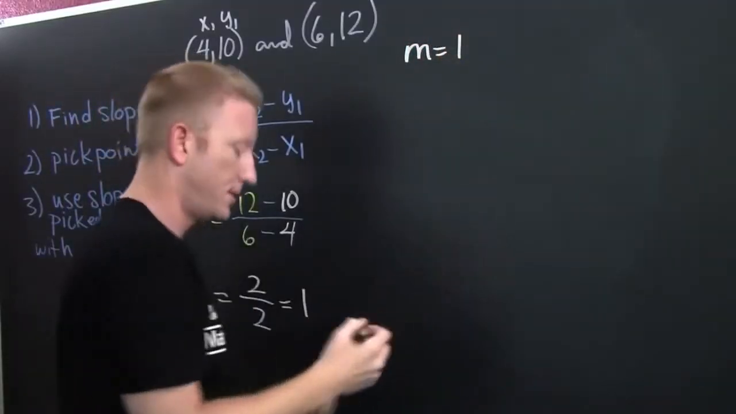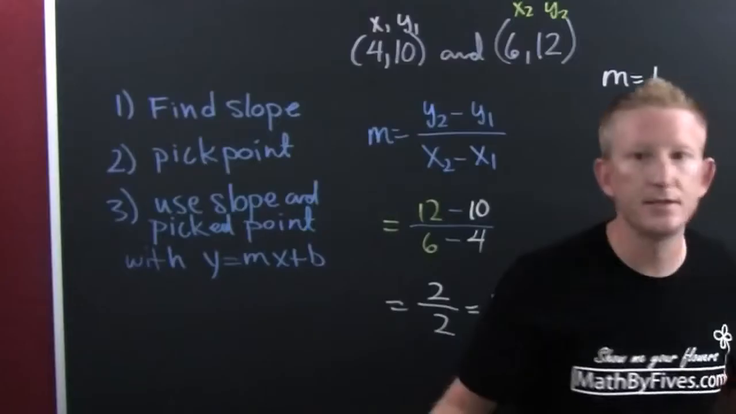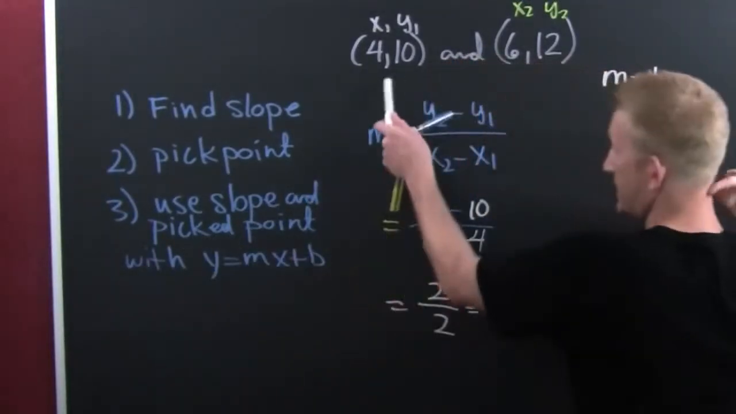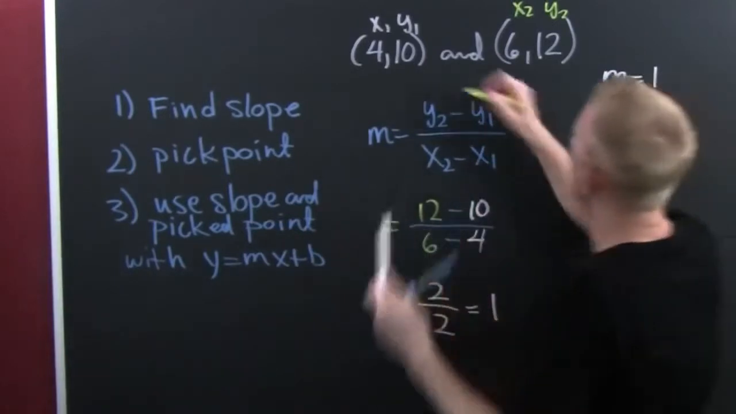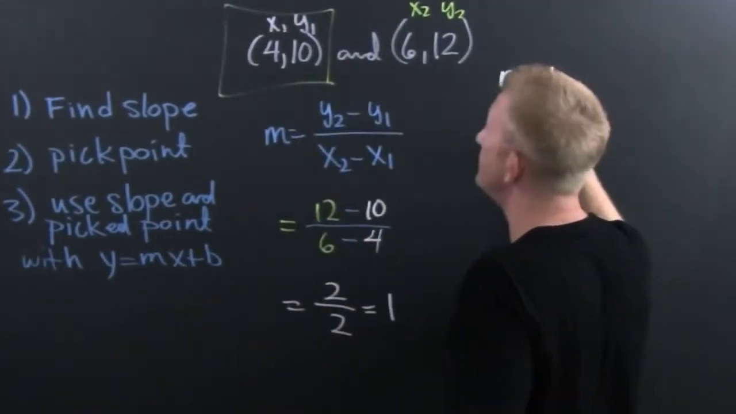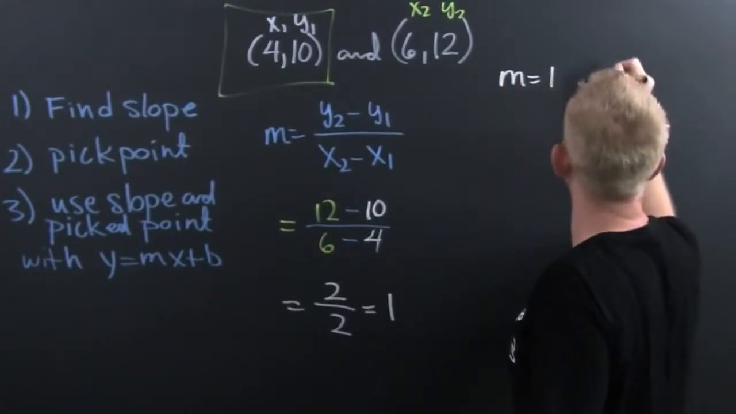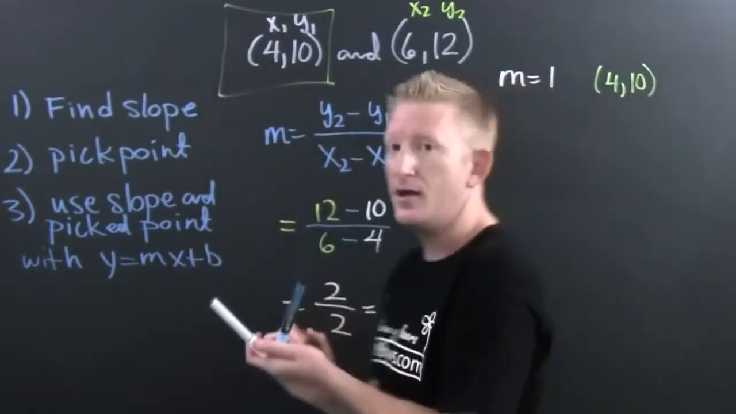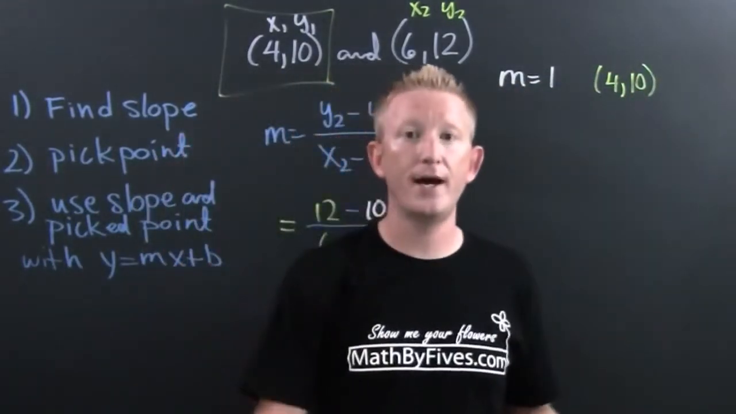So now you have a slope, which is 1, and you need to pick a point. But which point? One of the original points. It doesn't matter which you pick, so I pick you. So now we have a slope and a point. That point is 4, 10. And then we just turned it into a problem that we know how to do.